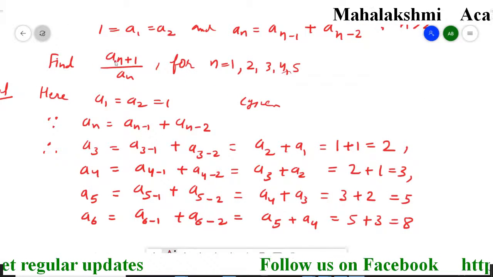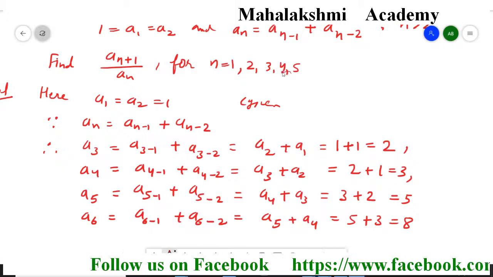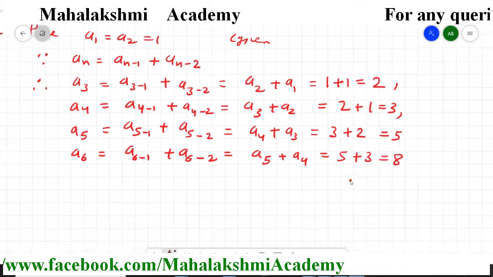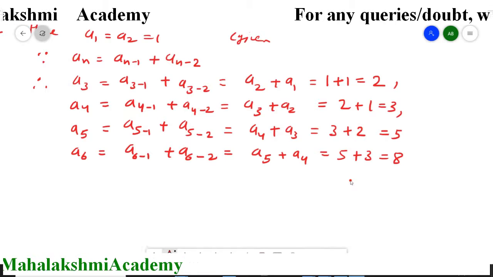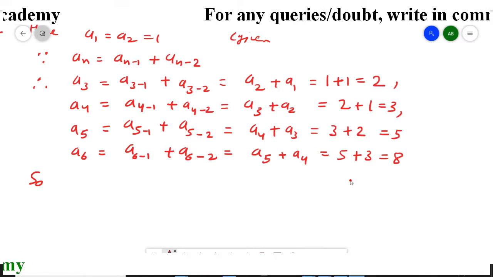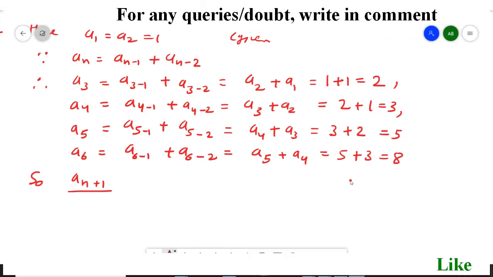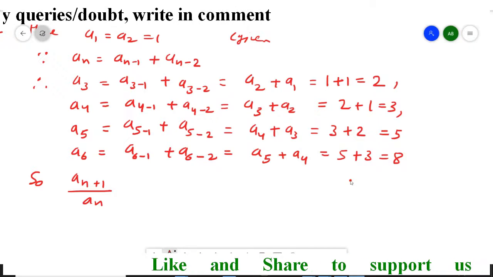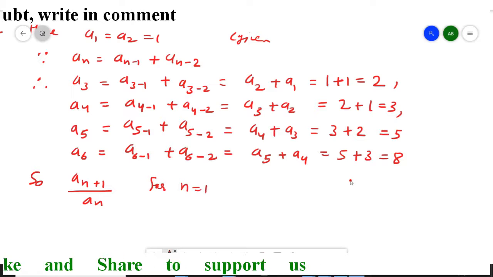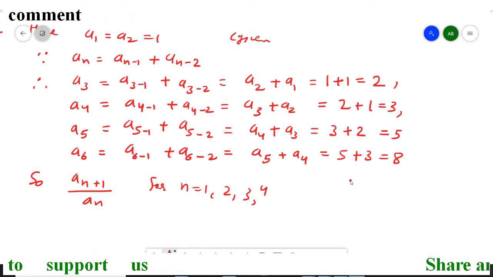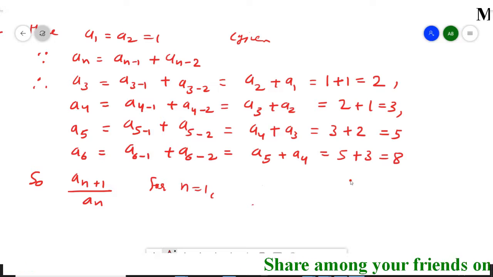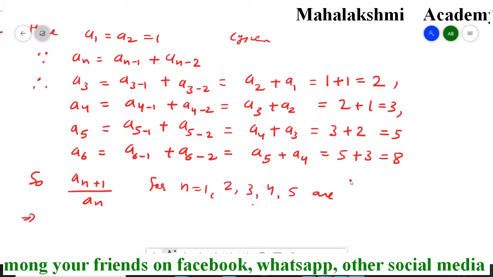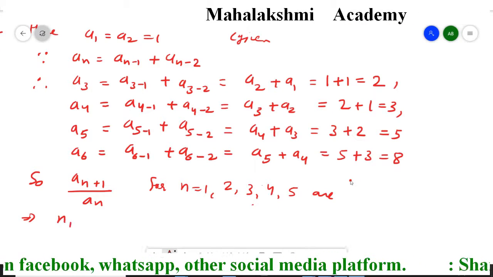So now in this formula, we write this formula, and for n equal to 1, 2, 3, 4, 5 we'll calculate again. So we'll write here a_{n+1} upon a_n for n equal to 1, 2, 3, 4 and 5. Now we'll write it neatly. So we'll start it. So first we have to solve for n equal to 1.